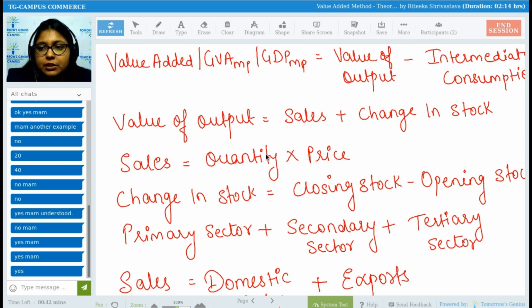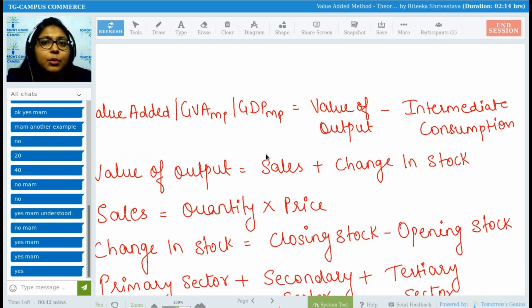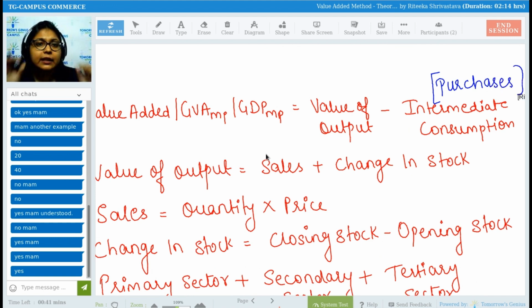All the formulas are very important for solving the national income questions. Intermediate consumption will be given to you as purchases. At times they will be directly given to us as intermediate consumption. At times it will be given as purchases of raw materials, purchases or simply purchases. And at times to confuse us, they will give you both. They will give you purchases, they will also give you intermediate consumption. But in that case, you have to select intermediate consumption and not purchases. Don't add purchases also. Directly take the value which is given to you as intermediate consumption. Don't include purchases at all.